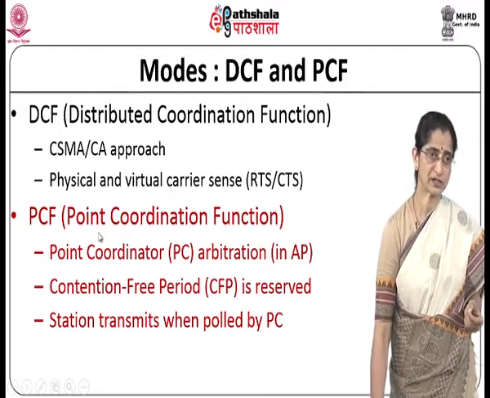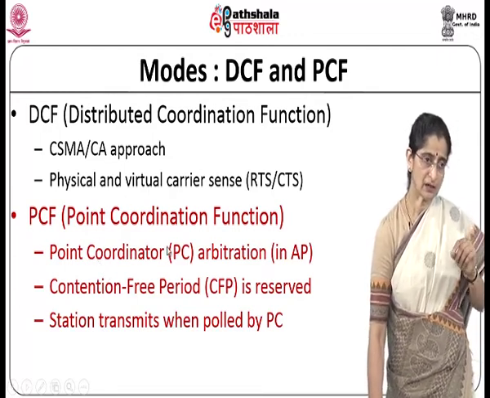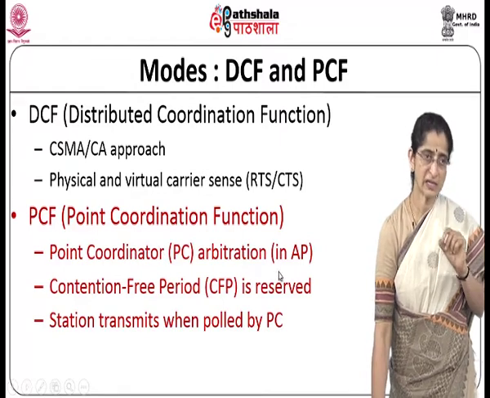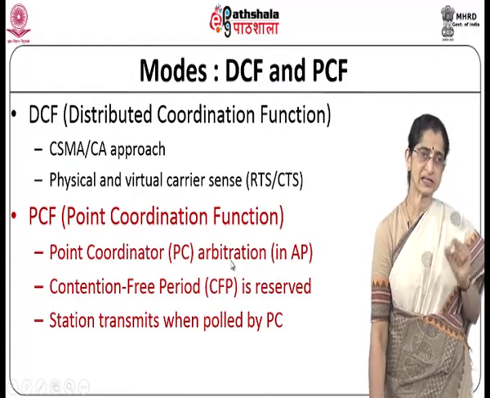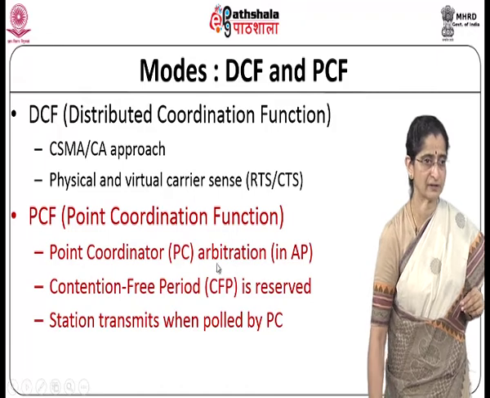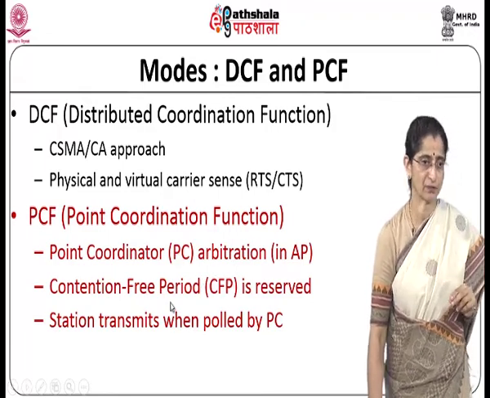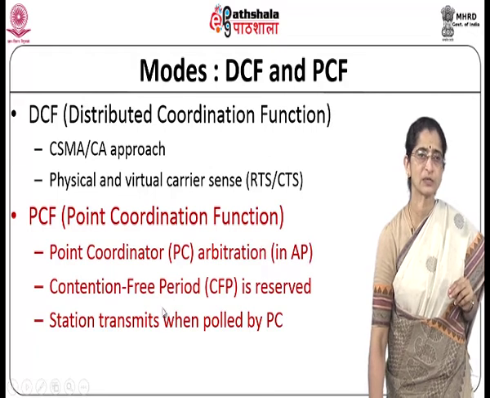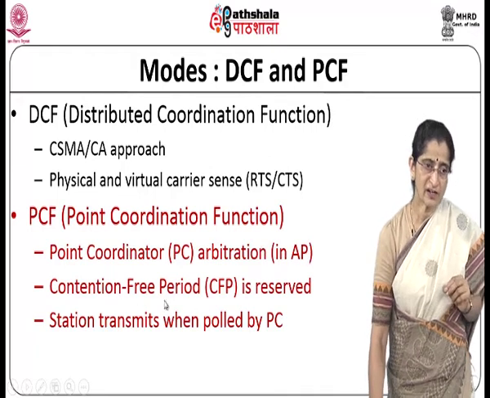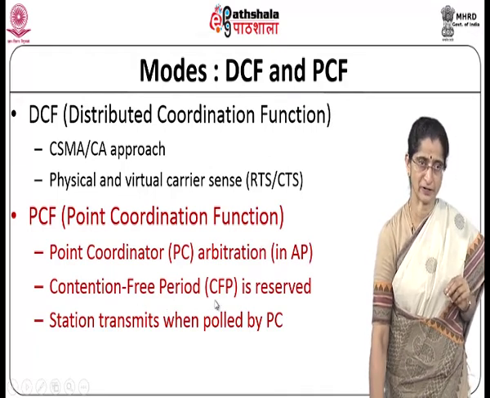Then we have a point coordination function. So you can see that in DCF what happens is that it is a free for all, anybody can transmit to anybody at any point of time. So it is a completely contention based mechanism of getting access to the channel. Now in the point coordination function, the point coordinator, typically the access point, acts as the arbitrator and determines who will actually get to transmit at a given point of time. So what the access point will do is try to provide a contention free mechanism of data transfer.